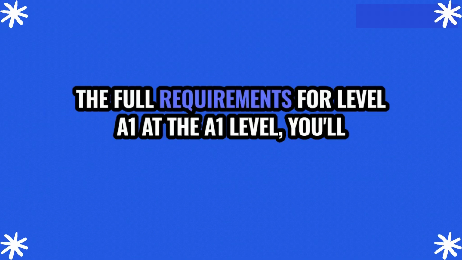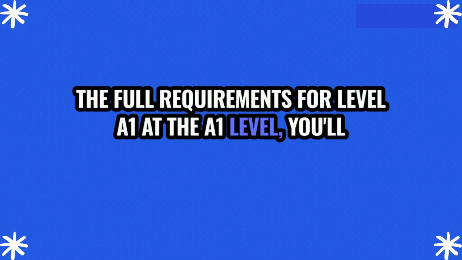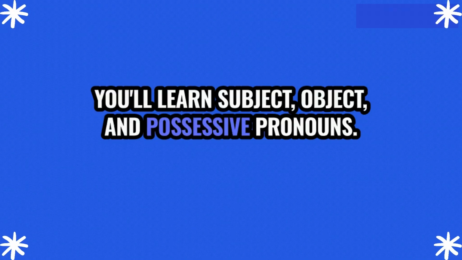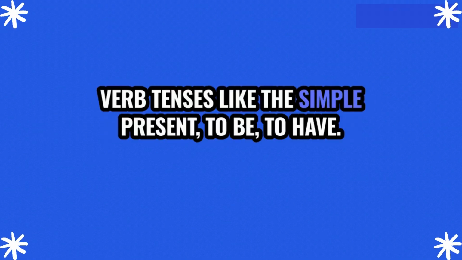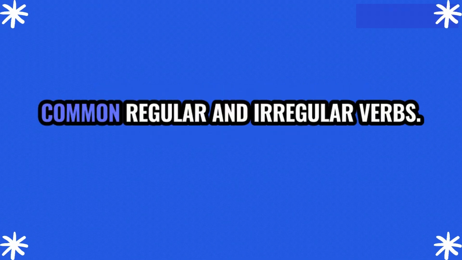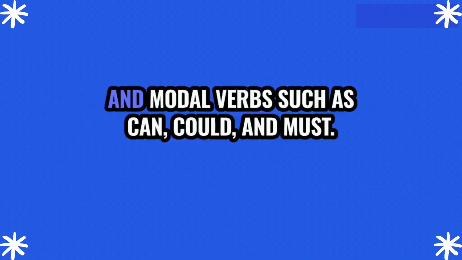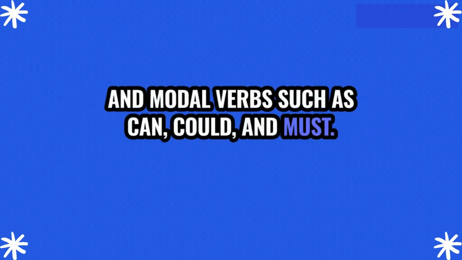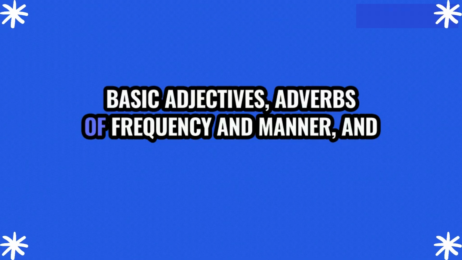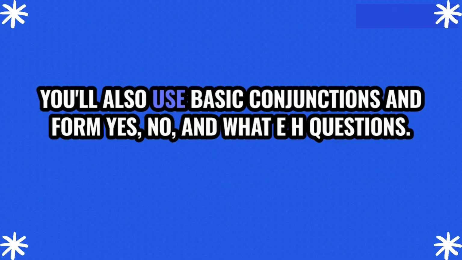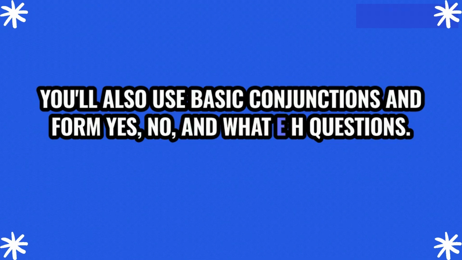The full requirements for level A1. At the A1 level, you'll focus on foundational grammar. This includes singular and plural nouns, definite and indefinite articles. You'll learn subject, object, and possessive pronouns. Verb tenses like the simple present, to be, to have. Common regular and irregular verbs. Present continuous, simple past tense, and modal verbs such as can, could, and must. Basic adjectives, adverbs of frequency and manner, and prepositions of place and time. You'll also use basic conjunctions and form yes, no, and what questions.